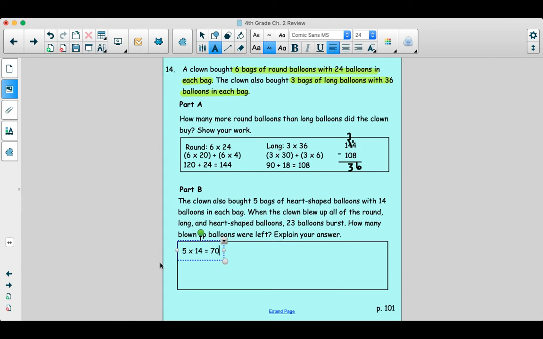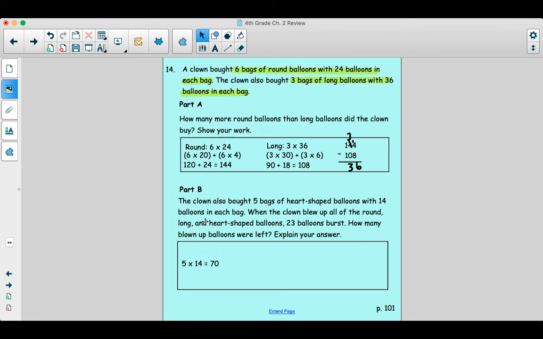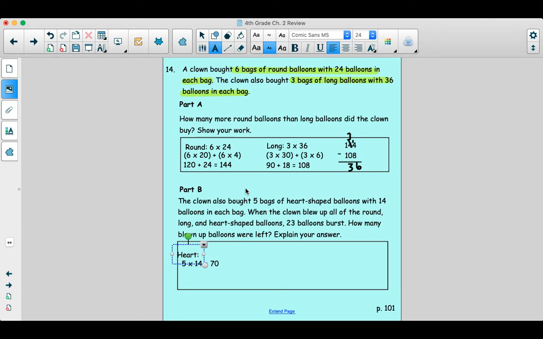Okay, so that represents the heart-shaped balloons, right? Maybe I should label that because we've got a lot going on here. So I'm just going to do heart. Okay. So now, what do we have to do?